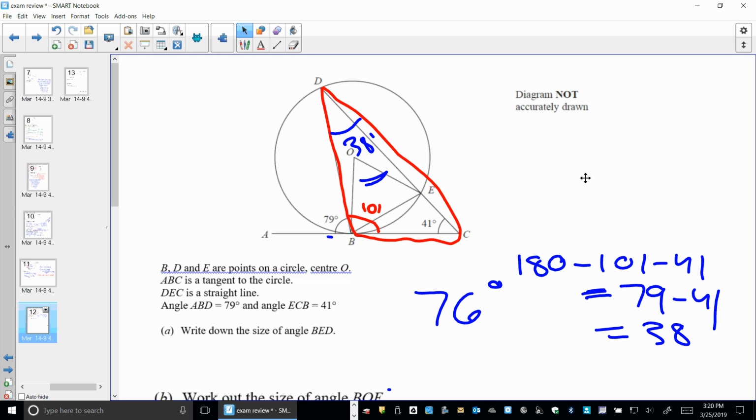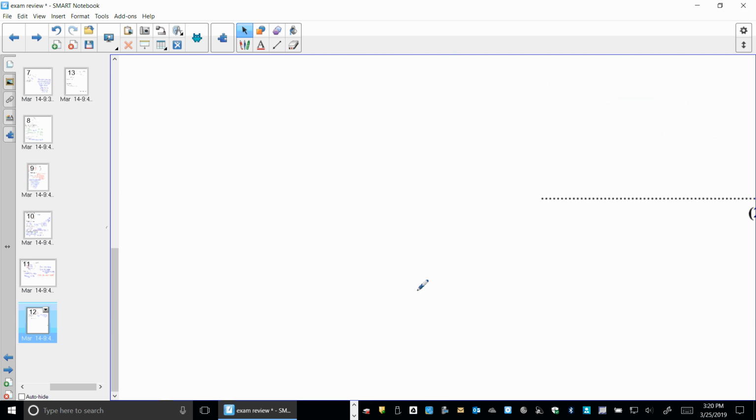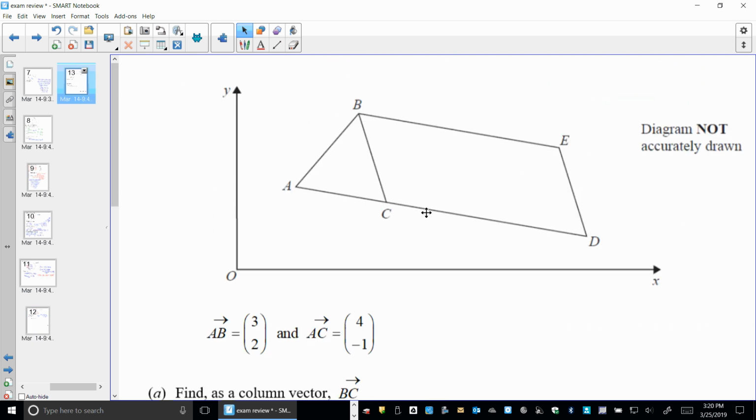So remember, for circle theorems, sometimes you need to ignore some lines and look for triangles, to make your life as easy as possible. As I say, we completely ignored all these bits in the middle to try and find the 38, which enabled us to then find this one here. Lovely jubbly. Okay. Is that the last one?